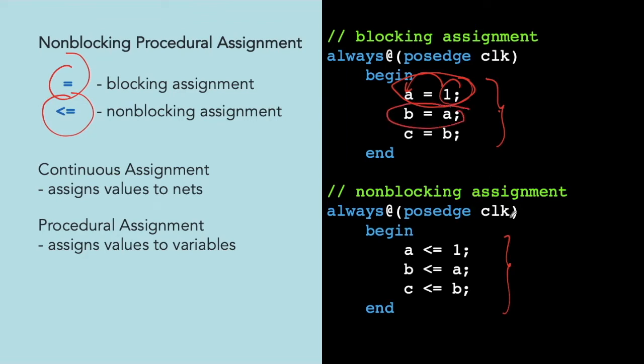On the other hand, non-blocking assignment executes in parallel because assignments here can occur at the same time. Ideally, non-blocking assignment is good for sequential logic circuits with feedback coming from the output. By the way, when we say continuous assignment, this means that we are assigning values to nets like a wire. And when we say procedural assignment, this means that we are assigning values to variables.